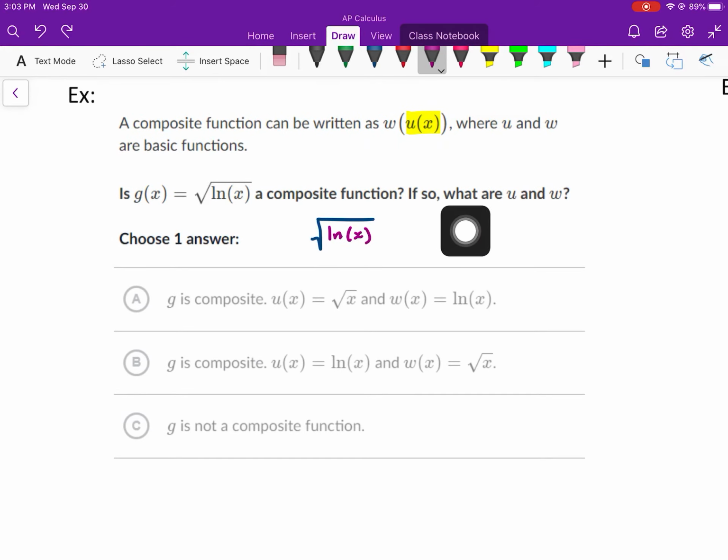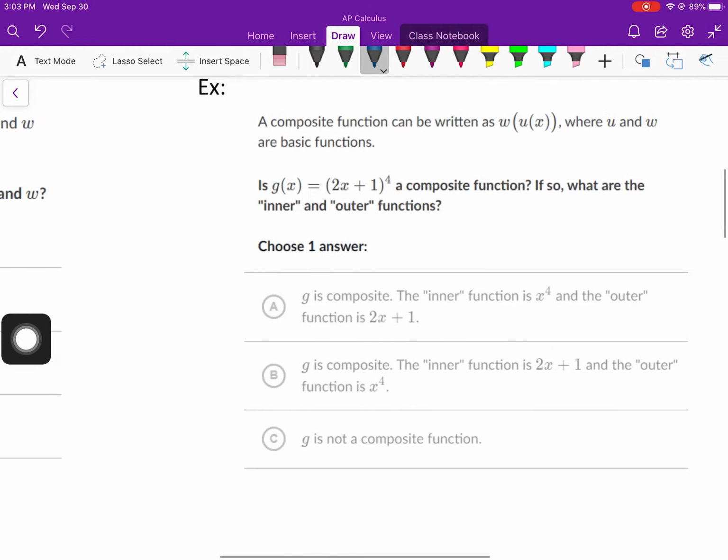But here you could see u would be the inside function, which is natural log of x. So u is not square root of x, u is natural log of x. That's good. And then w is the square root of x, which is the outer function. So we're going to go with b.